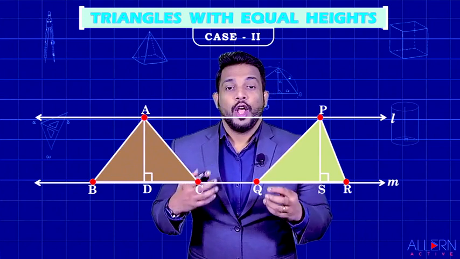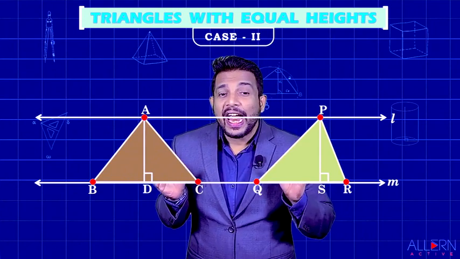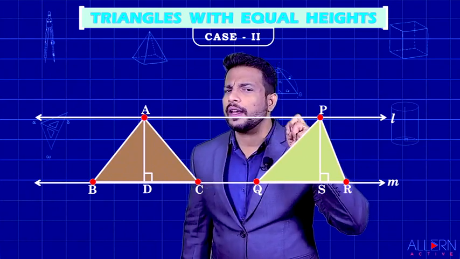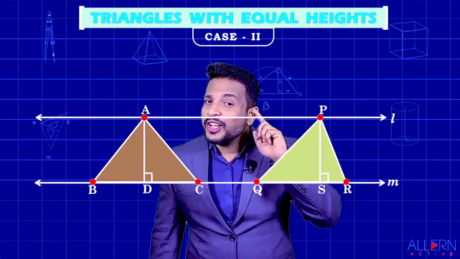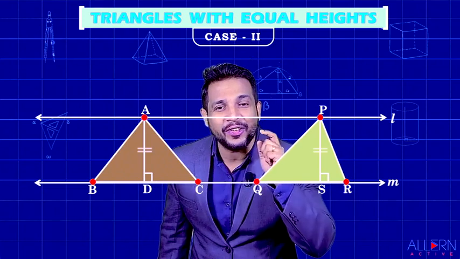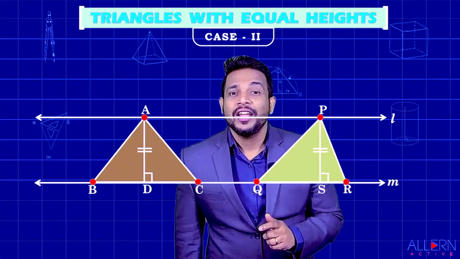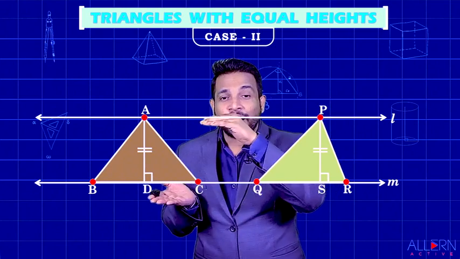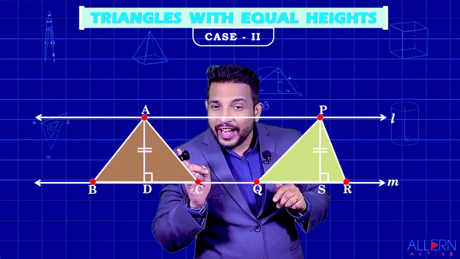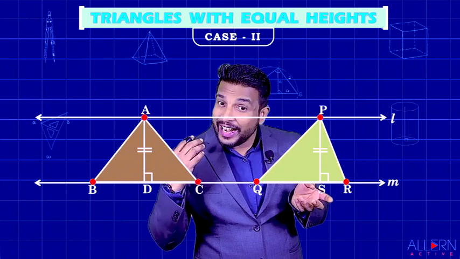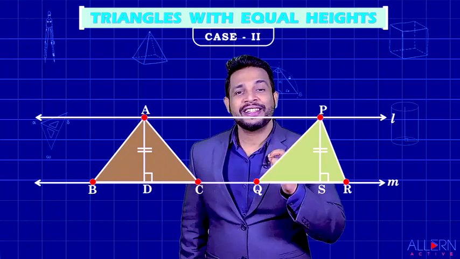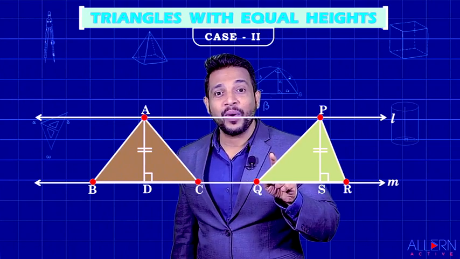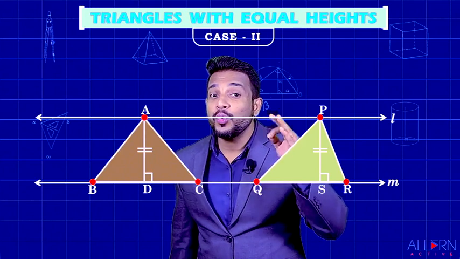Now my question to you is, what can you say about AD and PS? Think. What can you say about the length of AD and the length of PS? Think and answer. Yes, what you're thinking is very correct. You're saying that yes, AD is equal to PS. You know why? Because the perpendicular distance between the 2 parallel lines, same 2 parallel lines, is always the same. That means if AD is 5, then PS has to be 5. If AD is 10, then PS has to be 10. That means we observe that these 2 triangles have equal heights. Why? Because they are lying between the same 2 parallel lines.